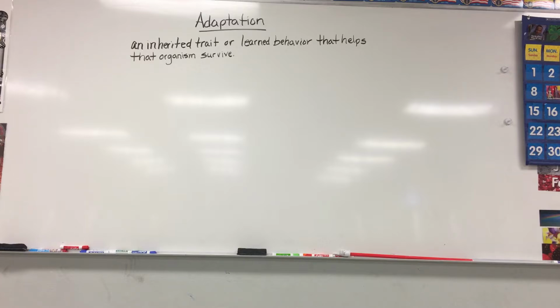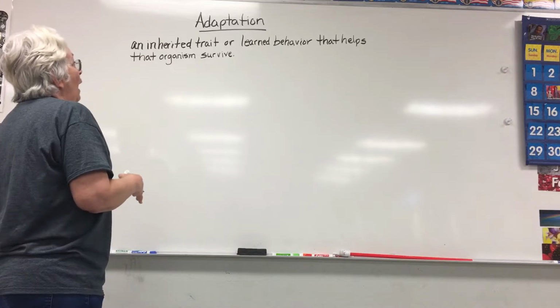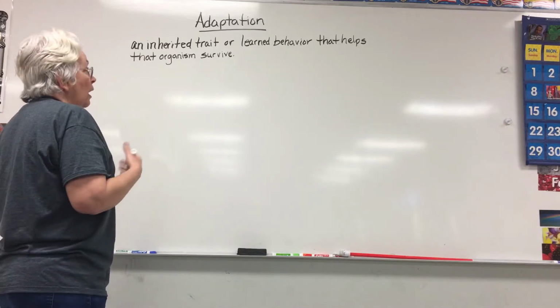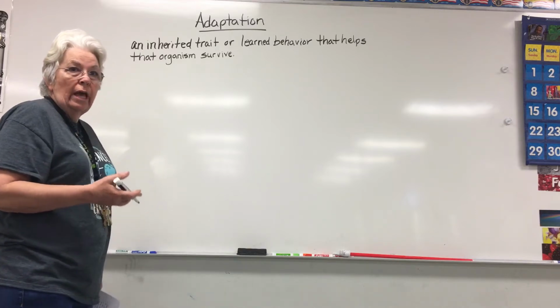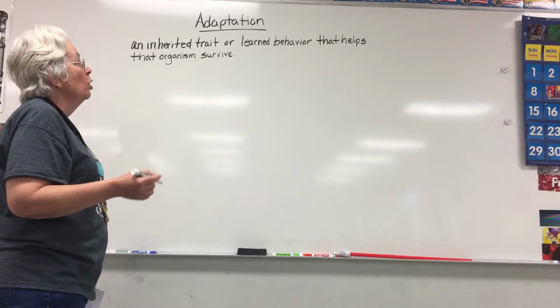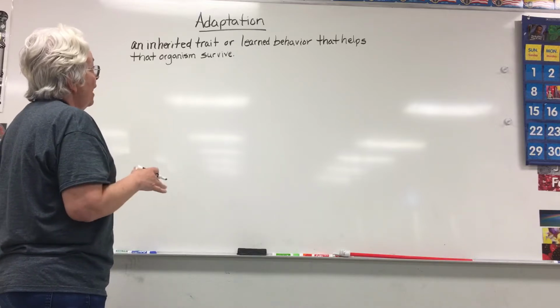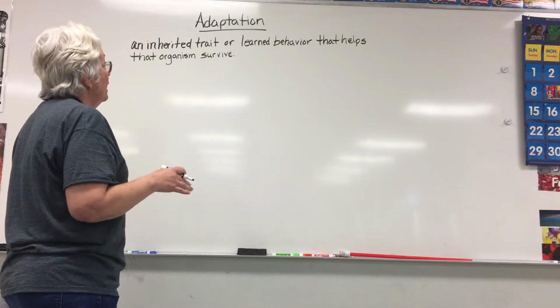We're going to get into inherited traits and learned behaviors a little further down the road. But an inherited trait is something that you're born with. For example, your red hair or your blue eyes or the color of your skin. And a learned behavior is something that you learn to do, say play football or ride a bike or write in cursive or something like that. But an adaptation are those things that help an organism survive or to stay alive.